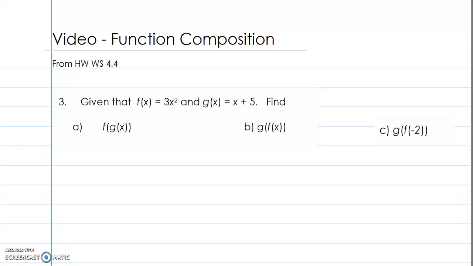We're going to look at function composition. These are a couple examples from homework worksheet 4.4. Let's just think about function composition in general.